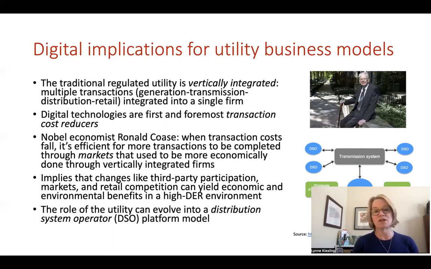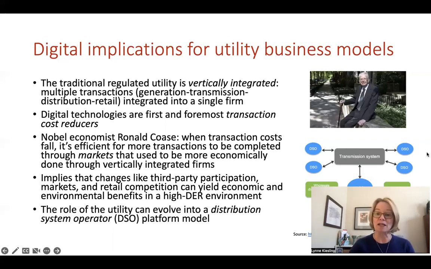So what happens when you have technological change that reduces transaction costs? Digitalization is that move. Digital technologies are first and foremost transaction cost reducers. And so I think that's one of the most important insights that we can gain from thinking about utility business models and digitalization: that digital technologies reduce transaction costs and make it cheaper and easier for people to transact in markets. And so when that happens, it means that if we have a drive towards efficiency, towards reducing waste, towards using fewer resources, more transactions should be completed through markets that used to be more economically done through vertically integrated firms.